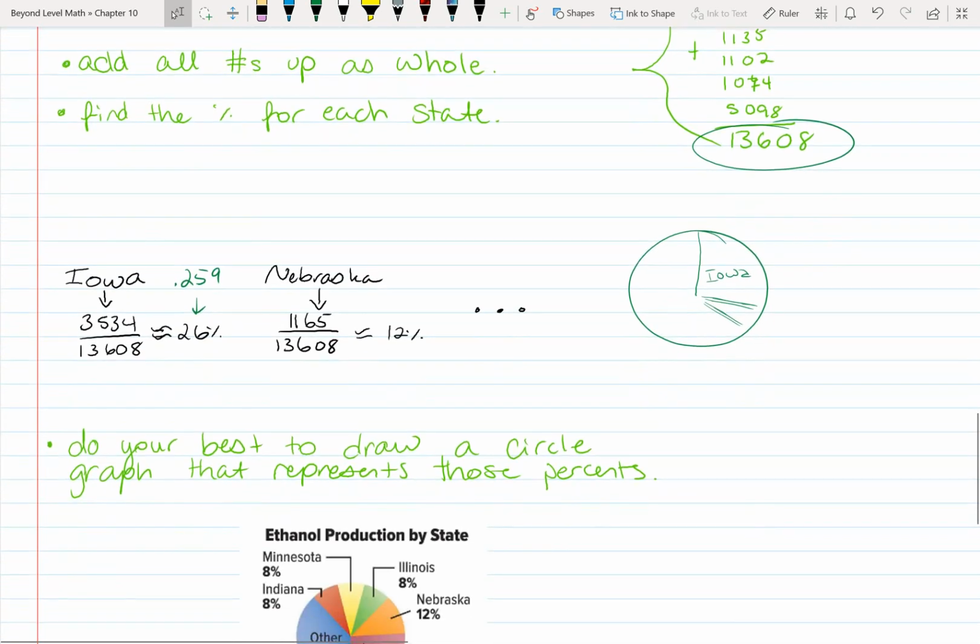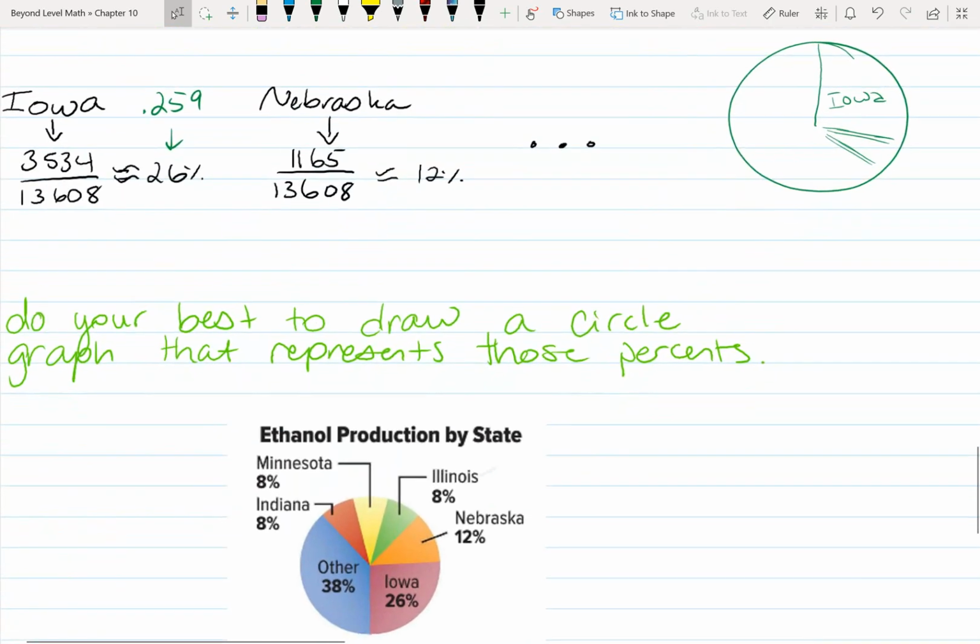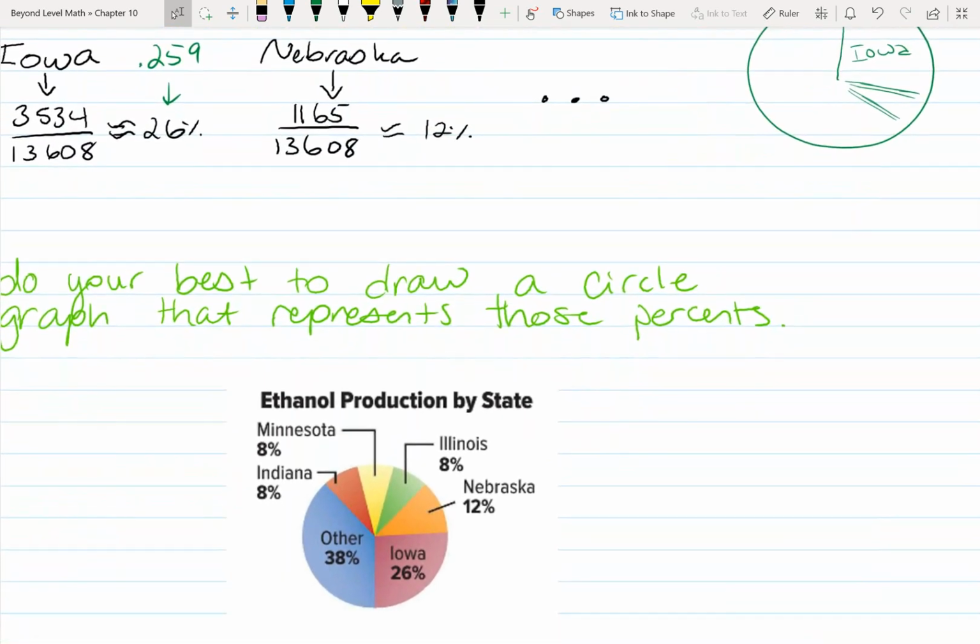And then I've brought you a nice, well done graph here. So again, Iowa, that 26%. These are the percents that you would get for each of those states.